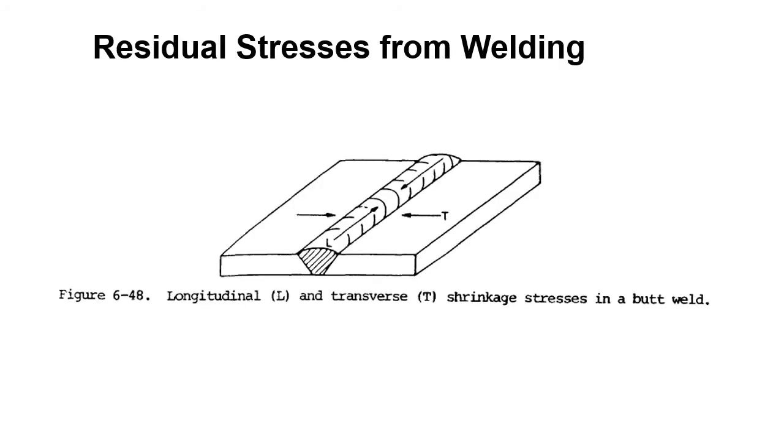Residual stresses from welding. This is a photo I chopped out of an old military manual. I can't remember which one. There's about a dozen of them. But residual stresses from welding, you can see that we've got longitudinal and transverse shrinkage stresses in a butt weld. So the weld is being pulled together side to side in a transverse manner, and also longitudinally, end to end, in the lengthwise dimension of that weld. So longitudinal, transverse shrinkage in butt welds.